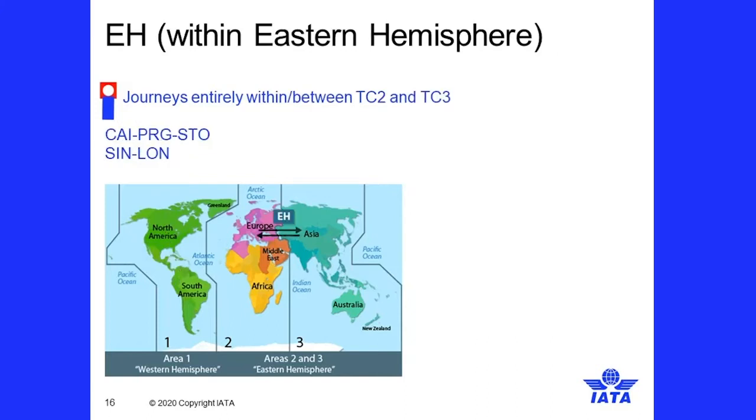The next one, we have the Eastern Hemisphere. We said Area 2 and 3 are part of Eastern Hemisphere. So all the flights, but again, not all of them, we will see the exceptions later on. The majority of the flights between Area 2 and Area 3, or within Area 2 or within Area 3, will contain the global indicator Eastern Hemisphere, EH. Cairo, Prague, Stockholm, we have Africa, Europe. That will be Eastern Hemisphere. Singapore to London, from here to here, within Area 2 and 3, Eastern Hemisphere again. So these are the two simple ones, I would say.